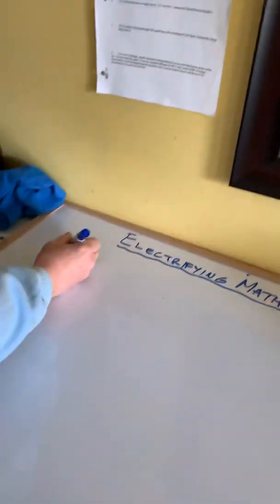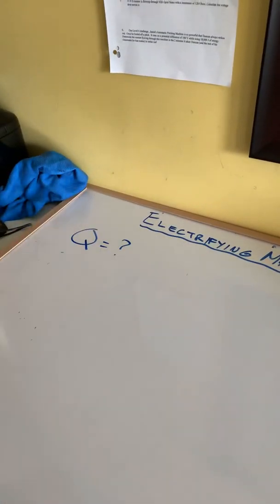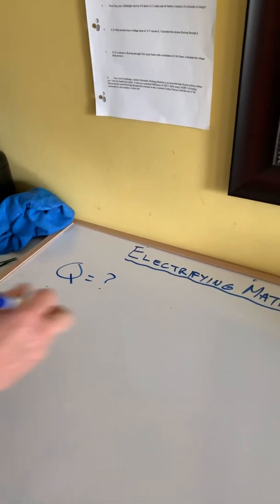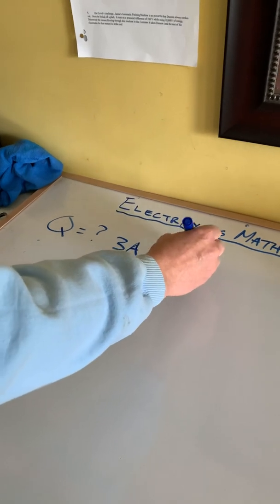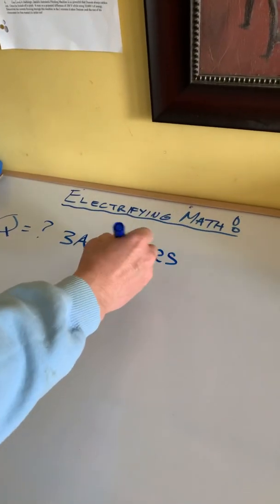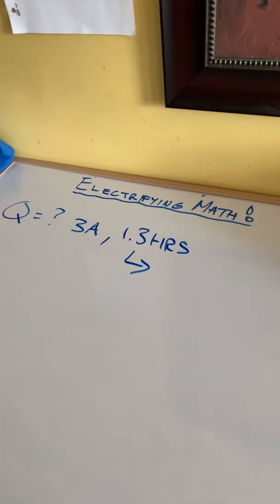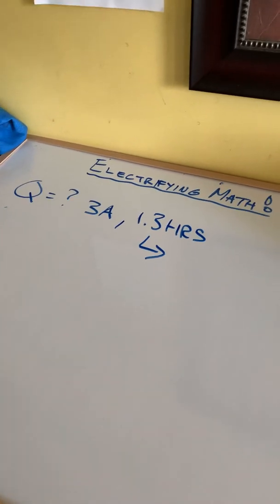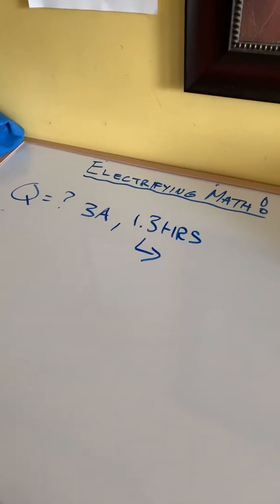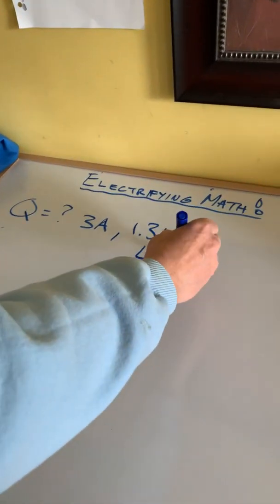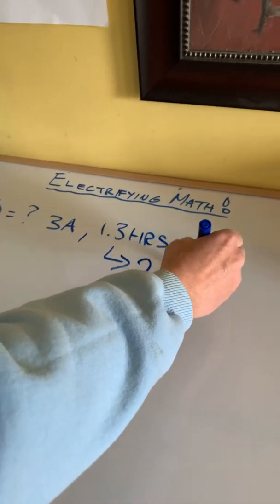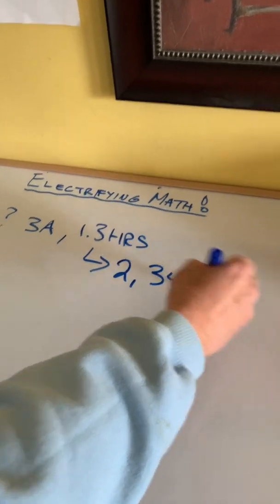Okay. So our first question says, what amount of charge? So we're looking for charge, and we're given 3 amps and 1.3 hours. The first thing that jumps out at me is that 1.3 hours has to be converted into seconds, and you would multiply it by 60 and then by 60 again, and you should get 2,340 seconds.